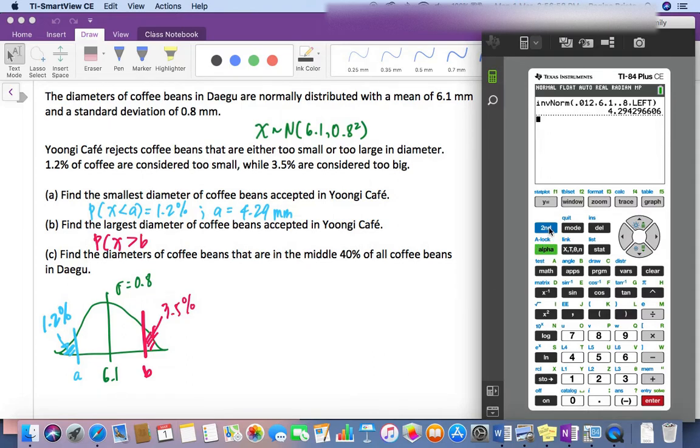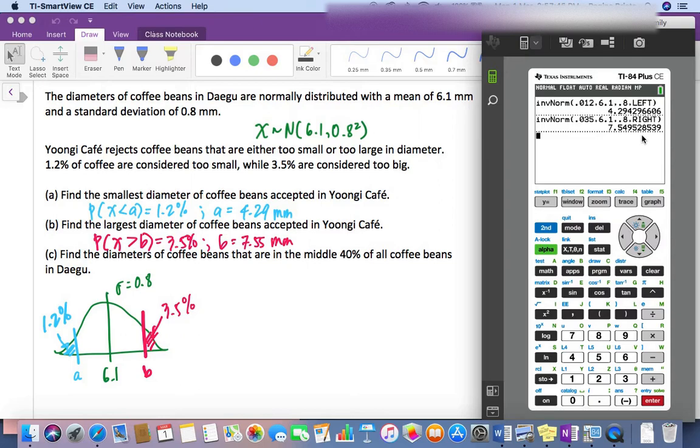I'm going to use my calculator to identify the area on the right. I'm planning to use this option, so I can provide 0.035 or 3.5% as the area specified on the right. That will give me a b value of 7.55 millimeters. Again, this means any diameter greater than 7.55 will be considered too big and will be rejected.